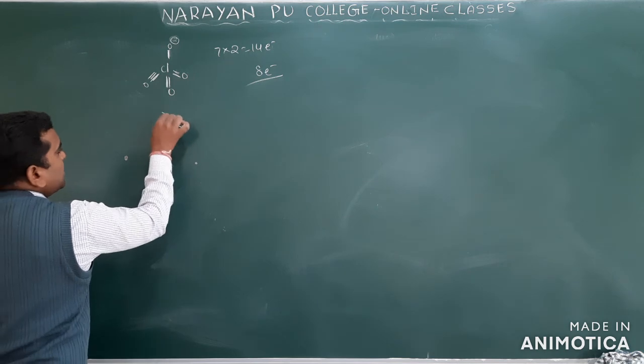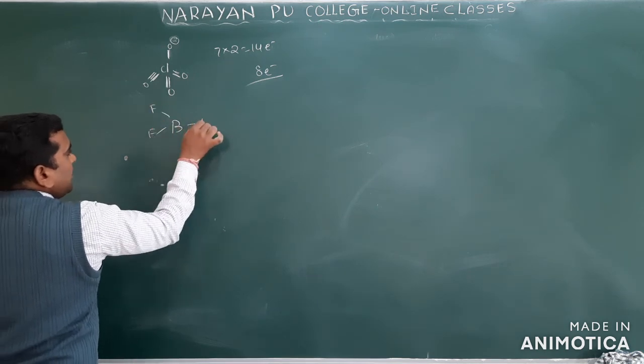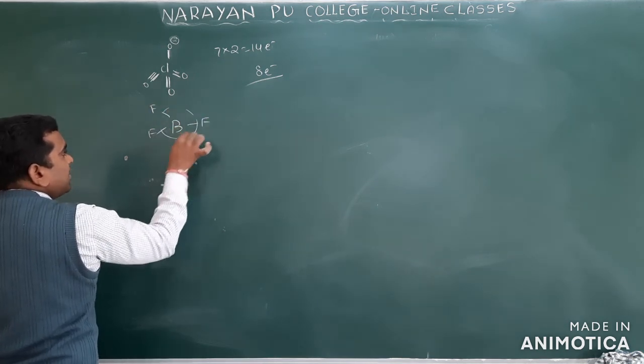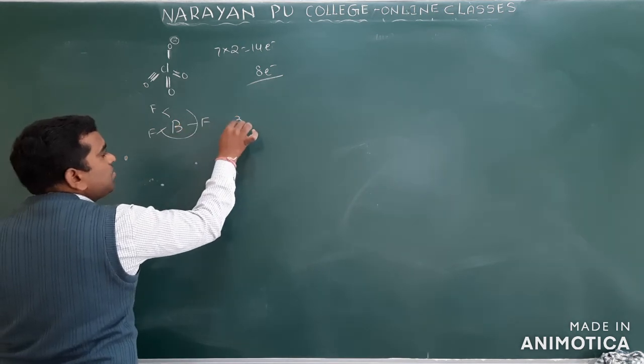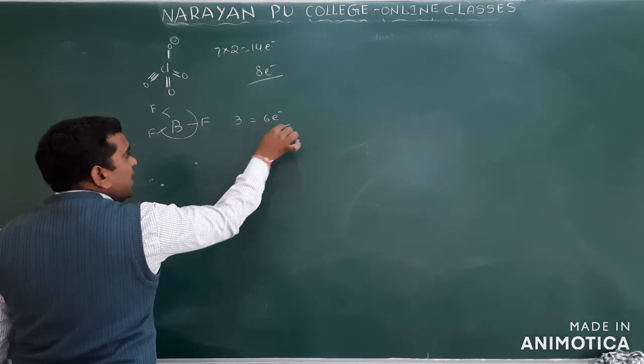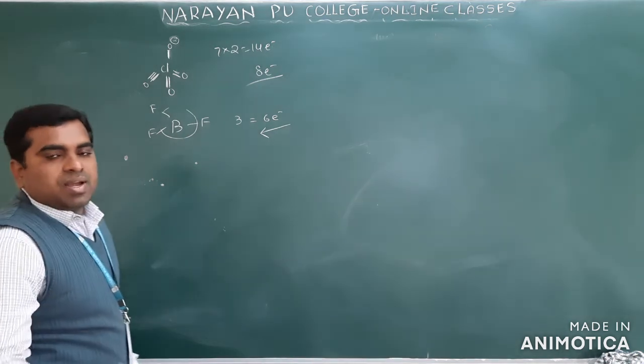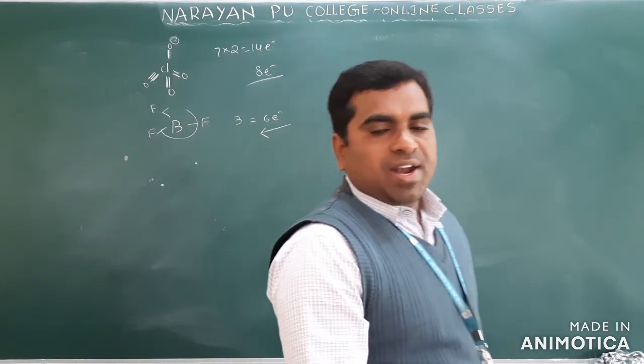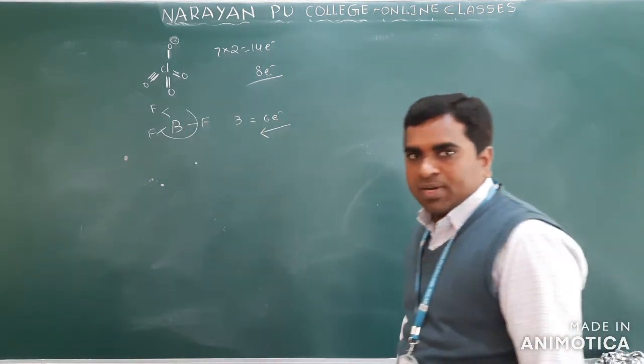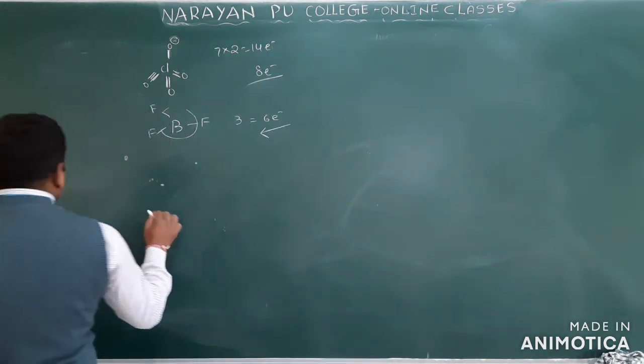BF3 we have discussed so many times. This is BF3. How many bonds are there? 3 bonds. 3 bonds means how many electrons? 6 electrons. It is less than 8 electrons. It is not hypervalent, it is hypovalent. Clear? That is it. Next one.